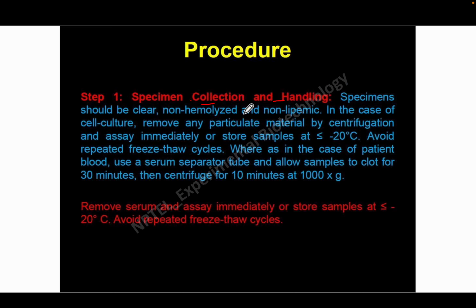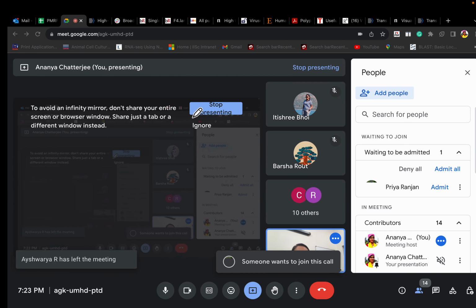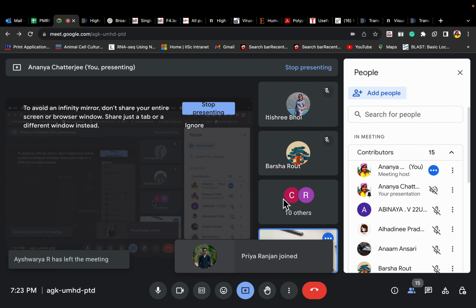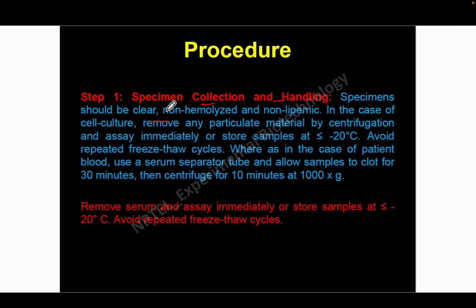Specimen collection and handling. Specimens should be clear, non-hemolyzed and non-lipemic. In the case of cell culture, remove any particulate matter by centrifugation and assay immediately or store samples at less than -20 degrees Celsius. Avoid repeated freeze-thaw cycles, whereas in the case of patient blood, use a serum separator tube and allow samples to clot for 30 minutes.